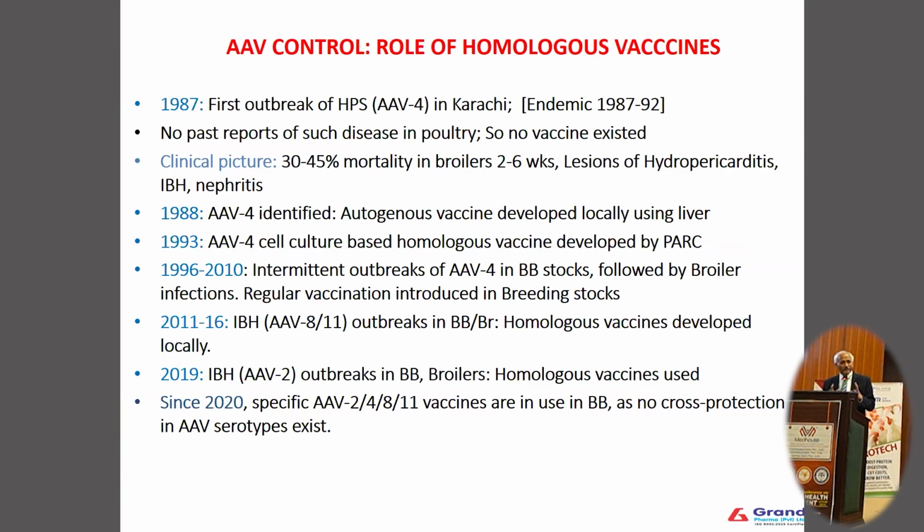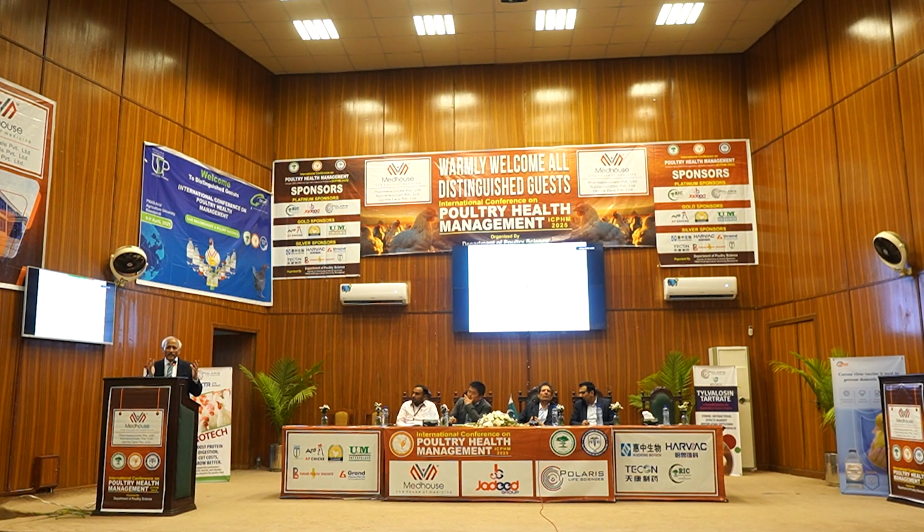The whole thing, as I said, started in 1987, 88. And I always say, should I say the word luckily, or maybe you can say bad luck? No, luckily we did not have any vaccine available in the market. So we had no option but to try something. So I think that was the first experience that we basically purified it and used it as a homologous vaccine. And fantastic results. We were able to control this disease in broilers.